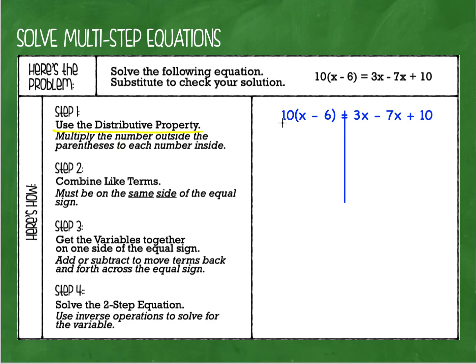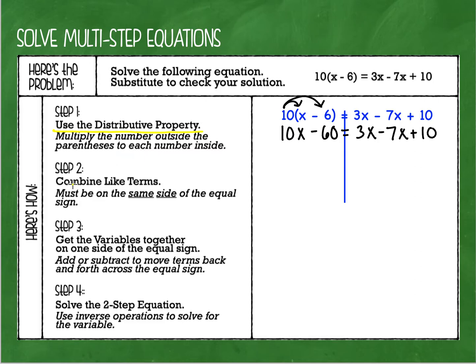So I see some distributive right here. I've got a 10 up against a set of parentheses, and we're going to start out by multiplying each number inside the parentheses by 10. 10 times x is 10x. 10 times negative 6 is minus 60 equals, and on the right side, I don't have any distributive property, so I'm just going to bring everything down for now.